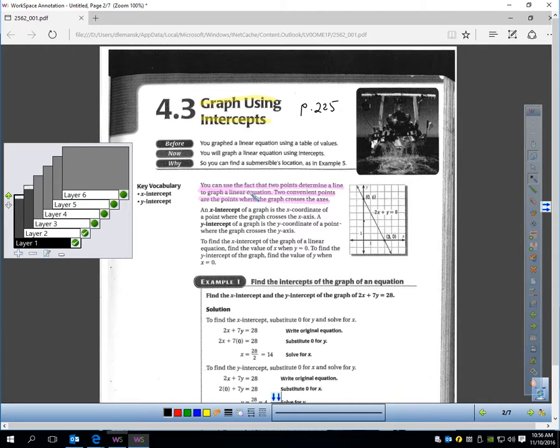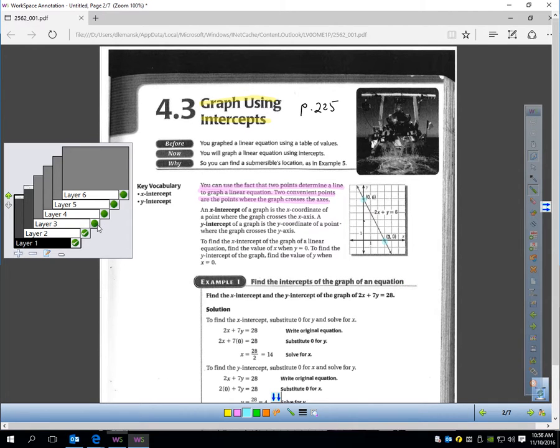You can use the fact that 2 points determine a line to graph a linear equation. 2 convenient points are the points where the graph crosses the axis. Now when they mean axis, they mean the y-axis, which I'm pointing to here, and the x-axis that I'm pointing to here. These 2 points, which maybe I'll highlight in blue here, would be nice points to use to draw my line.